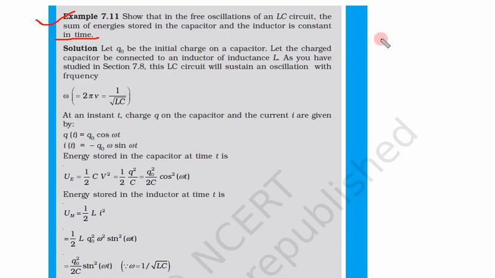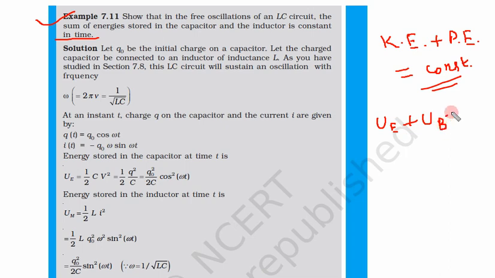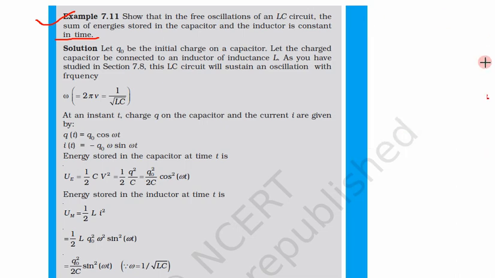In class 11th, we showed that the sum of kinetic and potential energy of a simple harmonic oscillator is constant. So this we had shown in class 11th. Now we have to show that the electrical energy and this magnetic energy in an LC oscillator is constant. This we have to show. So let us see how to prove this problem.